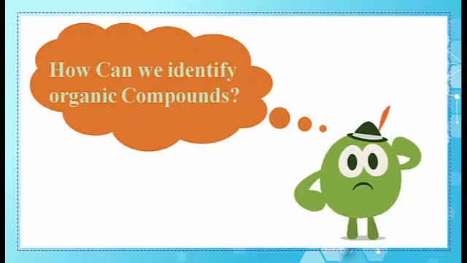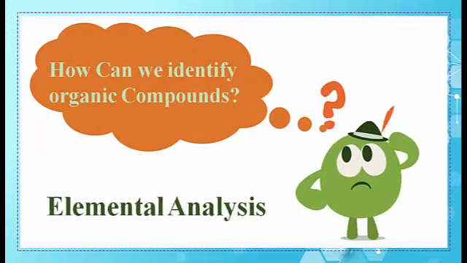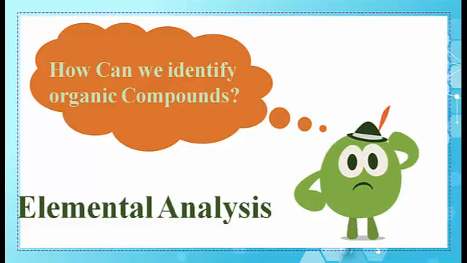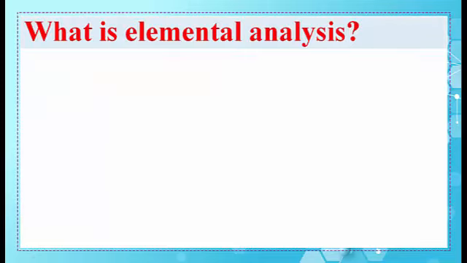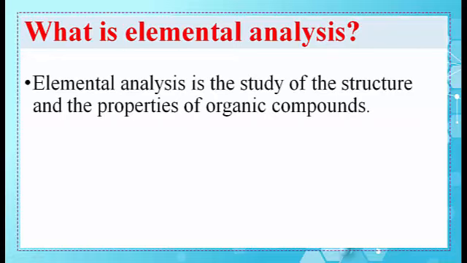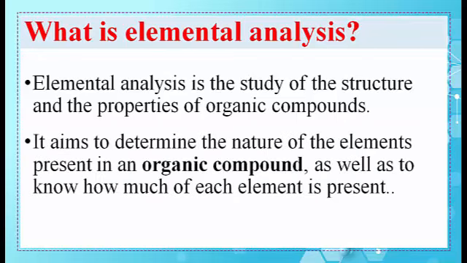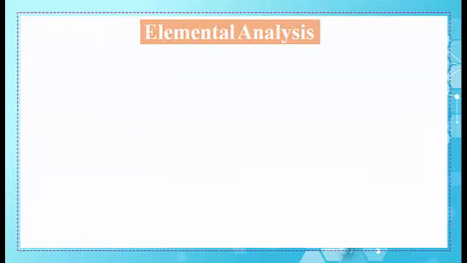But how can we identify organic compounds? We can use elemental analysis. But what is elemental analysis? Elemental analysis is the study of the structure and the properties of organic compounds. It aims to determine the nature of the elements present in an organic compound, as well as to know how much of each element is present. We want to know what elements are found in this organic compound and how many atoms of each element are present in this compound.